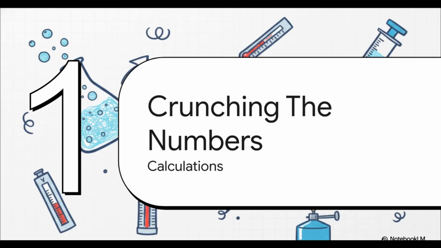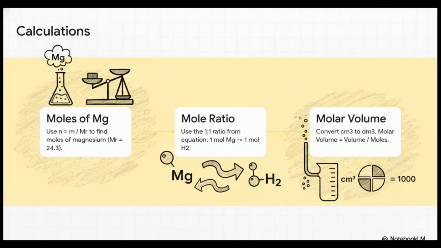All right, section 3, crunching the numbers. Time for the calculations. I know calculations can feel a bit intimidating, but honestly, if you follow this exact 3-step pipeline, it becomes pretty much foolproof. Step 1, find the moles of your solid magnesium. You do this using its mass divided by its relative atomic mass, which is 24.3. Step 2, look at the balanced equation to find your mole ratio. Luckily for us, it's a beautiful 1-to-1 ratio, so your moles of magnesium perfectly equal your moles of hydrogen gas. Step 3, calculate molar volume by dividing your trapped gas volume by those moles.